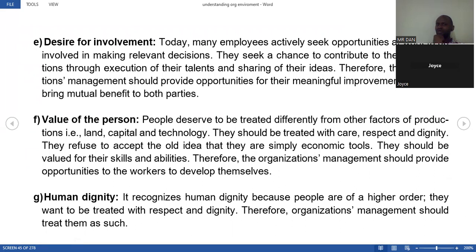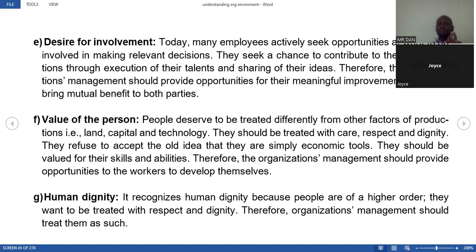Then the desire for involvement. Human beings always want to be involved in various activities. And if you involve somebody, then it means that person will be able to execute a certain responsibility with his or her whole heart in that activity. At the end of the day, they will be able to get some talents out of it. They will be able to share ideas out of it, and this will develop their behavior in the short run and in the long run.